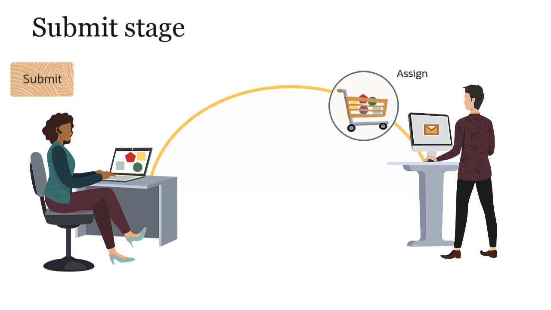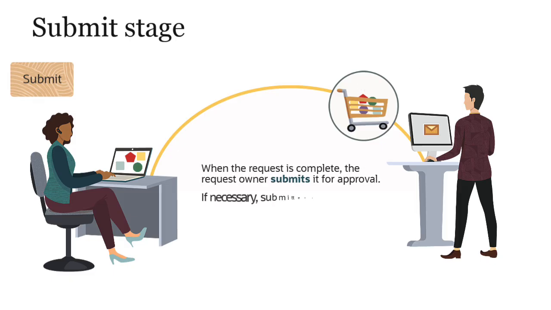The submit stage is also when the owner can set the request priority. When the request is complete, the request owner submits it for approval. If necessary, submitted requests can be recalled, modified, and then resubmitted, or deleted if they're no longer needed.